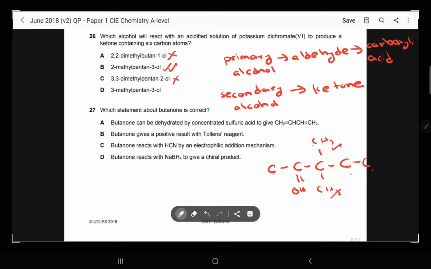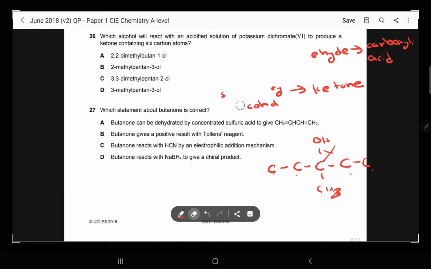The last one is 3-methyl-pentan-3-ol. So we have 3 methyl groups. We have the pentane chain along with an OH and a CH3 group on the same carbon atom, which makes this a tertiary alcohol, which does not get further oxidized. So this is not going to be oxidized. The only answer available is B.